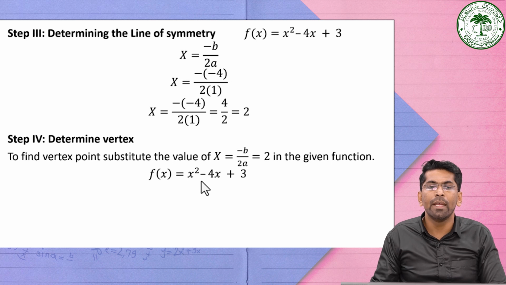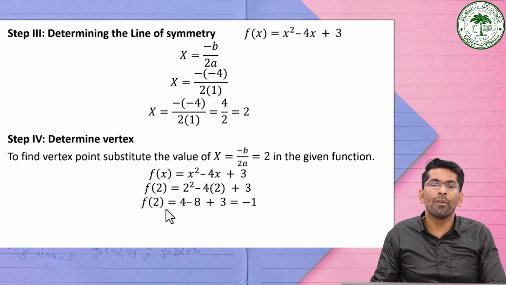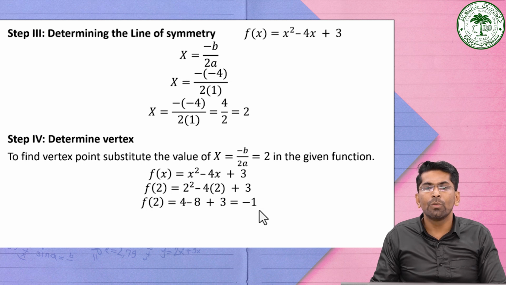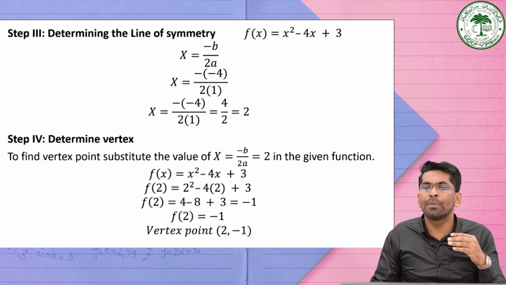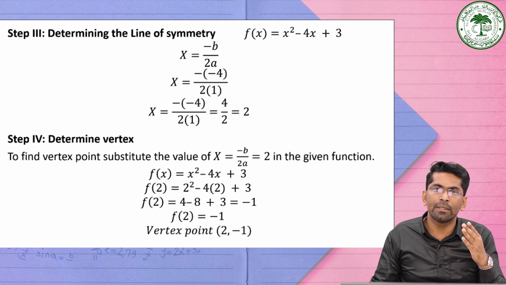Our function is x square minus 4x plus 3. Now we are going to find f of 2, because we assumed x is equal to 2. So f of 2 is equal to 2 square minus 4 into 2 plus 3. If you simplify it, then f of 2 is equal to minus 1. So the vertex point, that is the minimum point, is equal to minus 1. Now we have followed all these steps and found these various points.